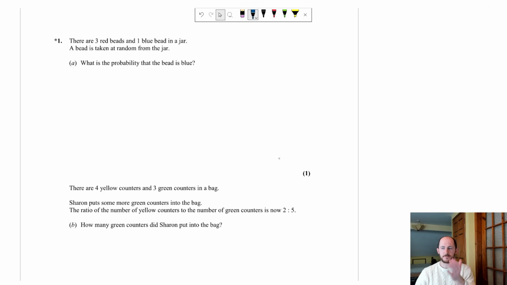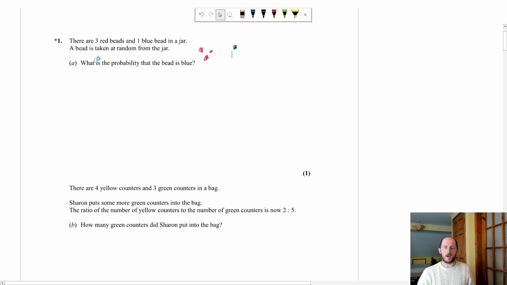We start off with probability and then some ratios. Probably the two worst topics, especially in foundation, but also in higher as well. So here I'm going to break this down really nicely and simply. There are 3 red and 1 blue beads in a jar. I like to literally draw them out, by the way. So we have 3 red, 1 blue.